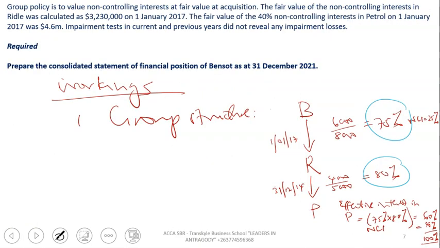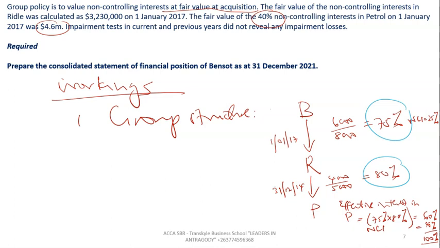Then you need to read the extra notes. Group policy is to value non-controlling interest at fair value at acquisition. The fair value of the non-controlling interest in Redo was calculated as 3.230 million on 1 January 2017. The fair value of the 40% non-controlling interest in Petrol on 1 January 2017 was 4.6 million, and I'm sure by now you know how we obtained the 40%. In this case, the examiner would have been so generous to you. The impairment test in current and previous years did not reveal any impairment losses.